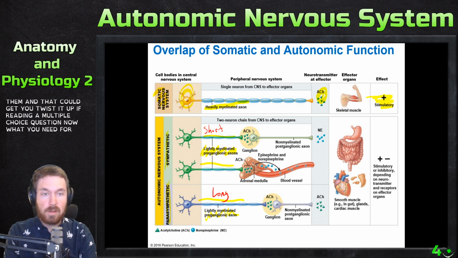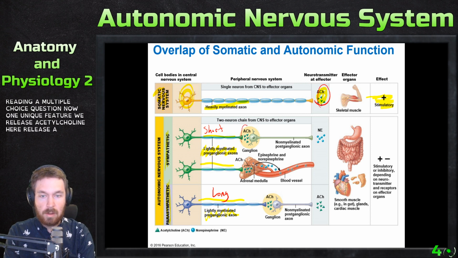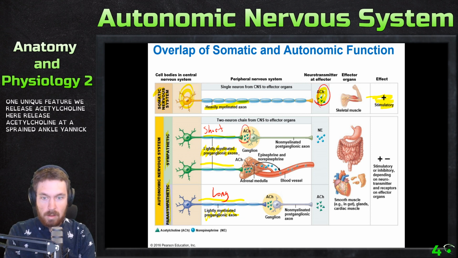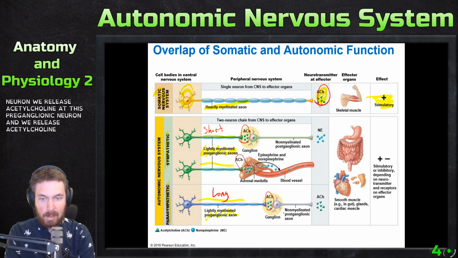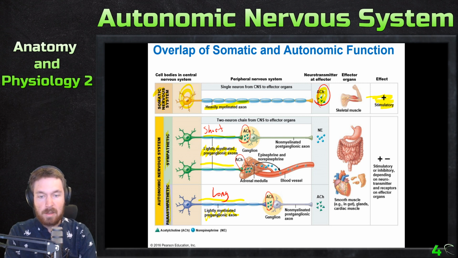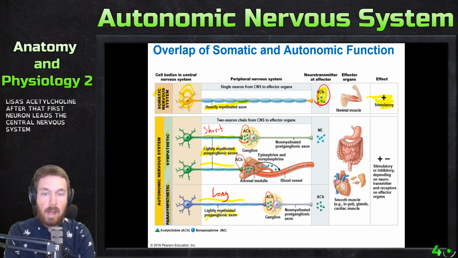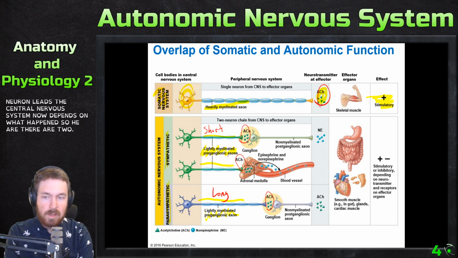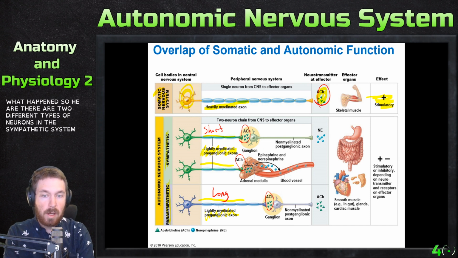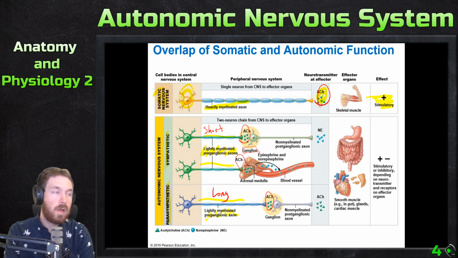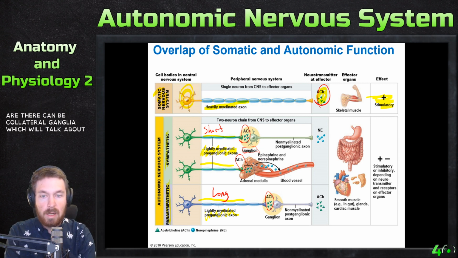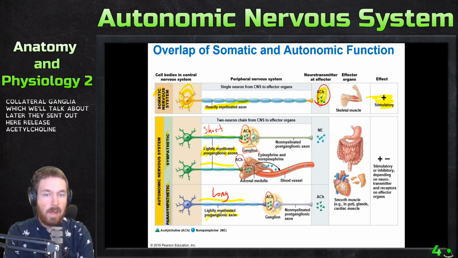Now, one unique feature: we release acetylcholine at this preganglionic neuron, at this preganglionic neuron, and at this preganglionic neuron. So everything releases acetylcholine after that first neuron leaves the central nervous system. Now it depends on what happens next. There are two different types of neurons in the sympathetic system. Some go directly to a ganglion. We have what's called a sympathetic trunk, or there can be collateral ganglia, which we'll talk about later. The synapse here releases acetylcholine, which then activates the next postganglionic neuron.